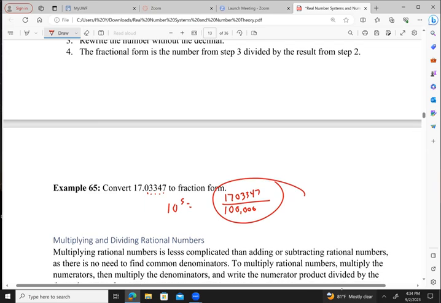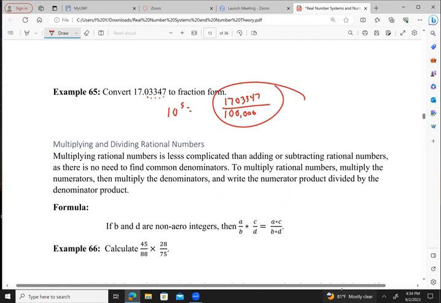Okay, so now let's look at multiplying and dividing rational numbers. Multiplying rational numbers is less complicated than adding or subtracting rational numbers, as there is no need to find common denominators. To multiply rational numbers, multiply the numerators, then multiply the denominators, and write the numerator product divided by the denominator product. So if b and d are non-zero integers, then a divided by b times c over d equals a times c over b times d.